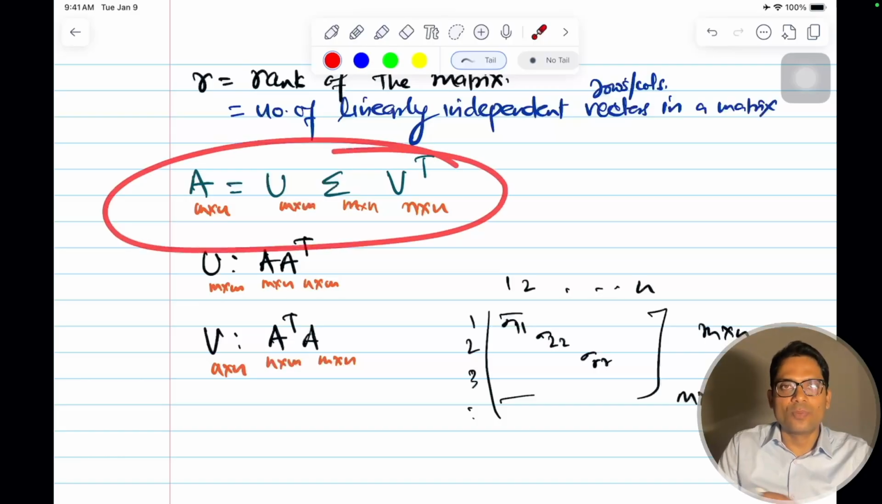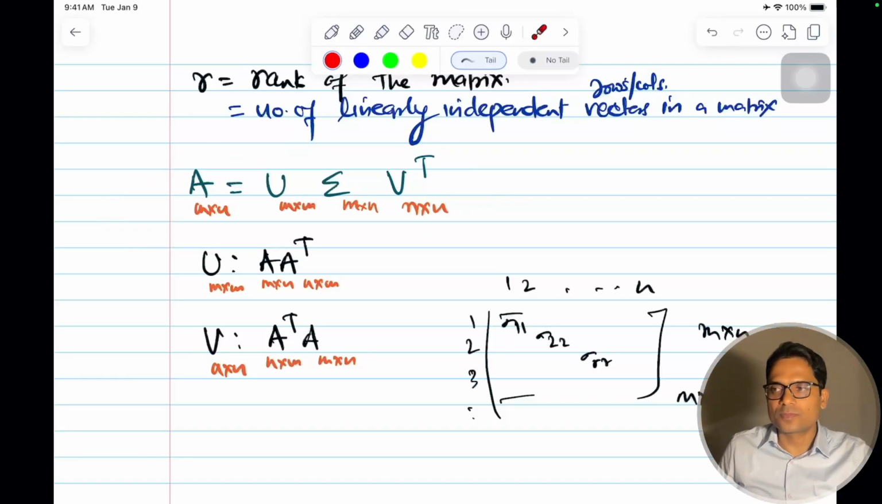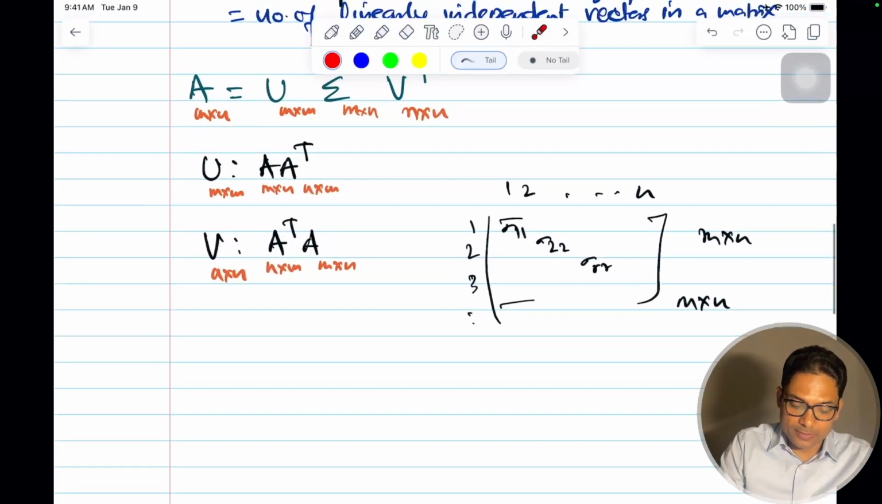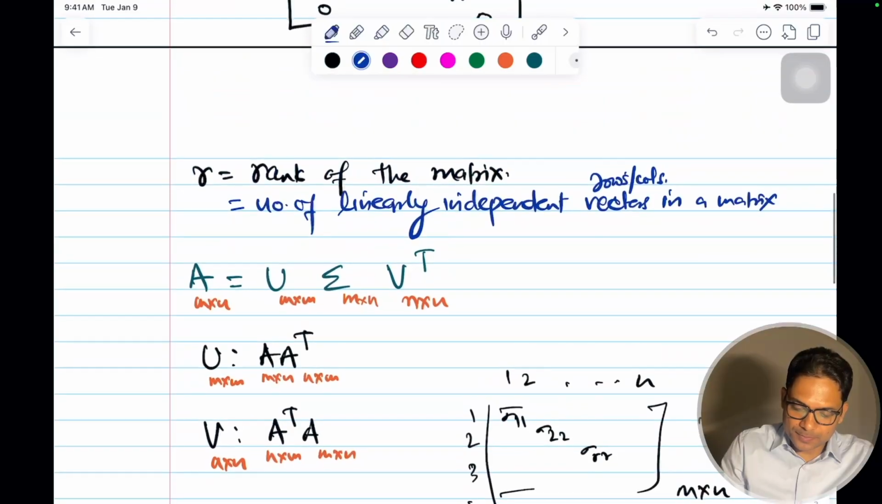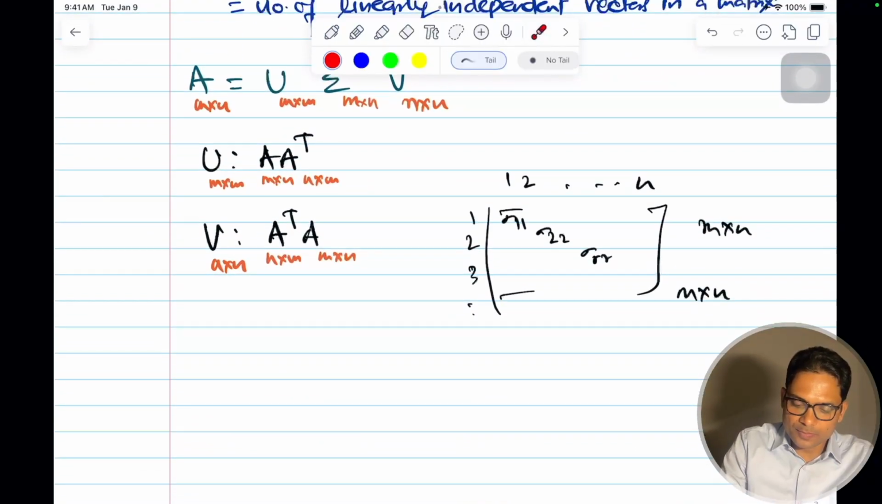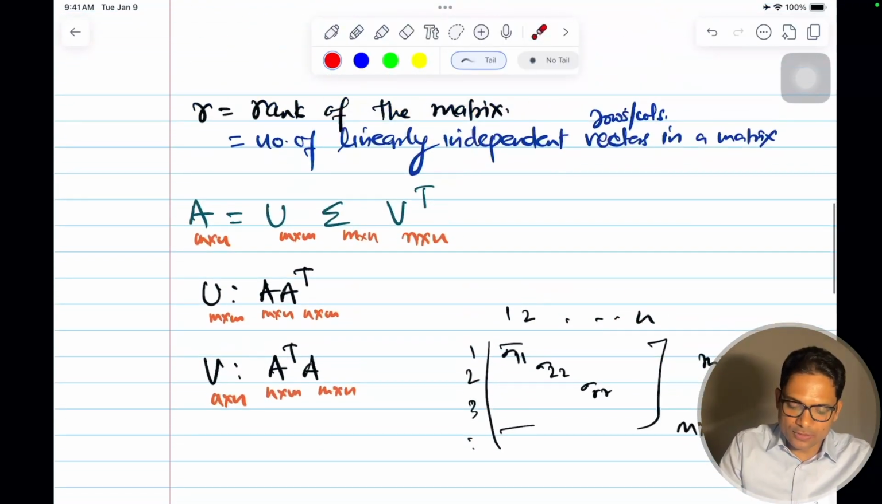I hope this is clear why this is a rectangular matrix. If this is clear, then let's see the properties. There are some properties that you should know of this. Why are these called singular values? So this is called a singular value.